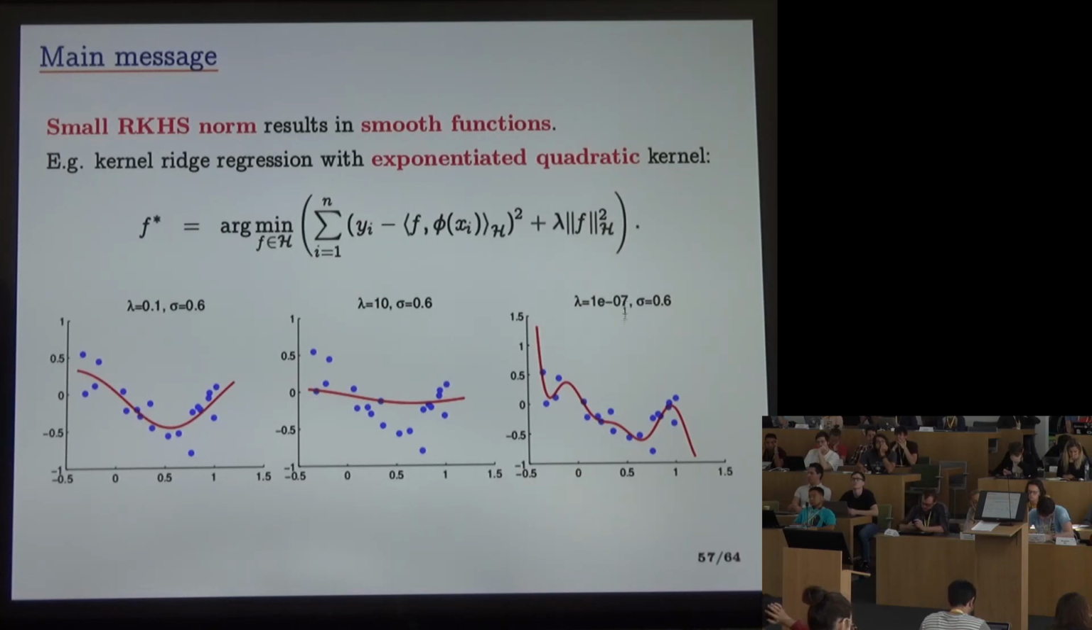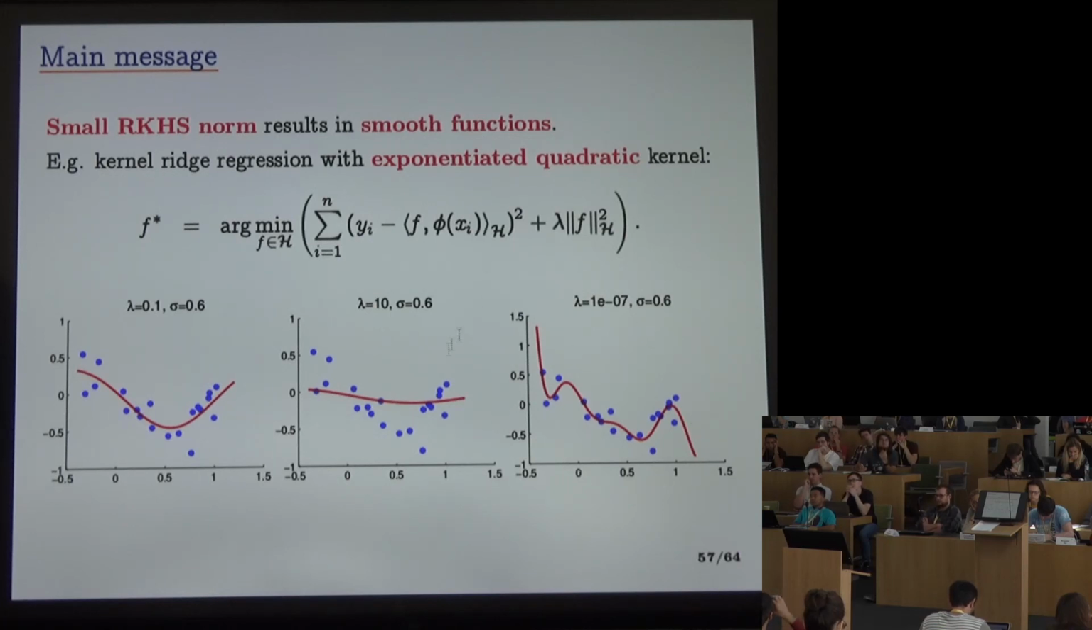What if I choose lambda very small, 1 by 10 to the minus 7? The function I get out is really wiggly. So basically, at this point, it's like, I don't care. My function could be as wiggly as I like. What really matters is that I get close to all my points. That's what this function looks like.